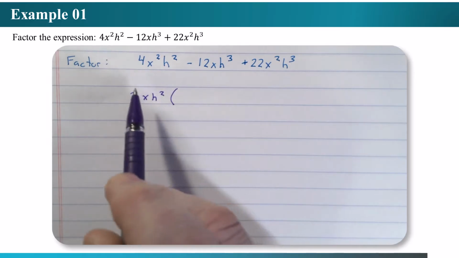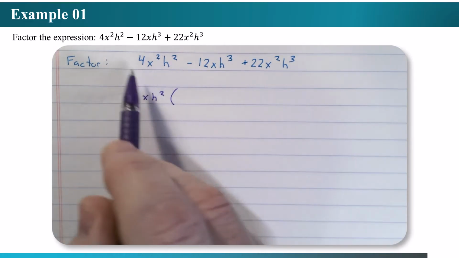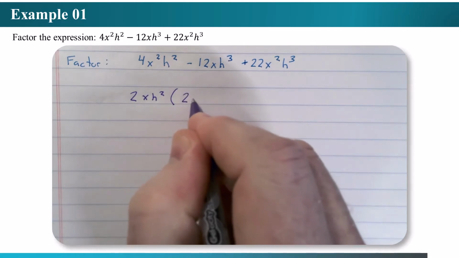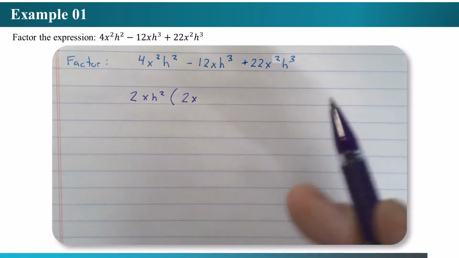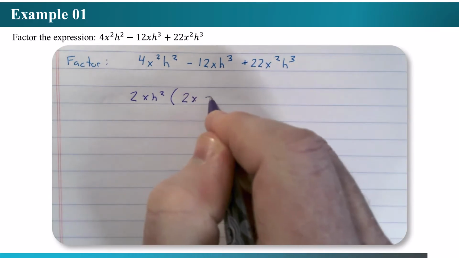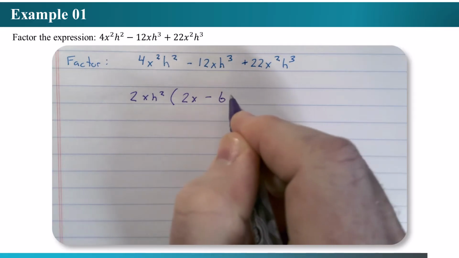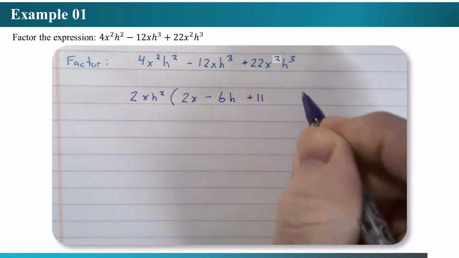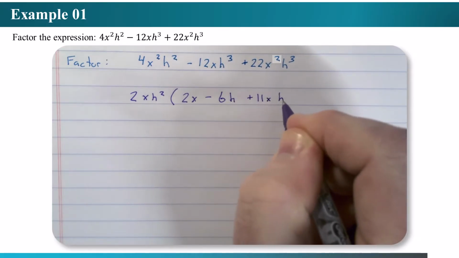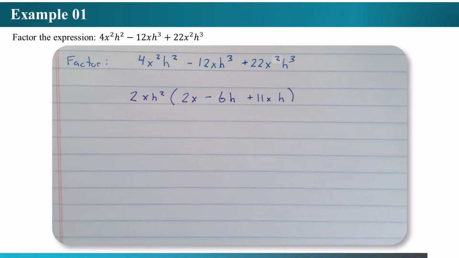Now, if we factor that out, which is essentially just dividing each term by that, then what we'll be left with is 2x, and the h squared is gone because that's been factored out. Here we have minus 6, the x is gone, 2 of the h's are gone, so that leaves us with just an h, plus 11xh. And we can't factor that down anymore, so that's our final expression.